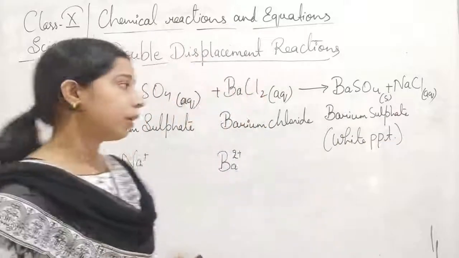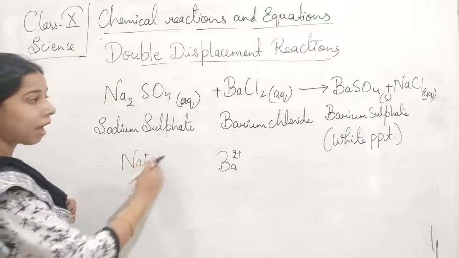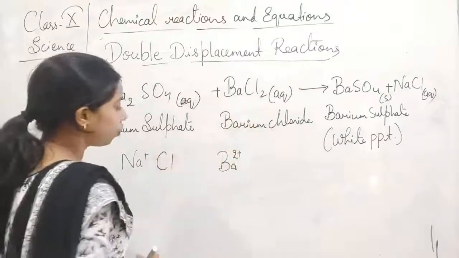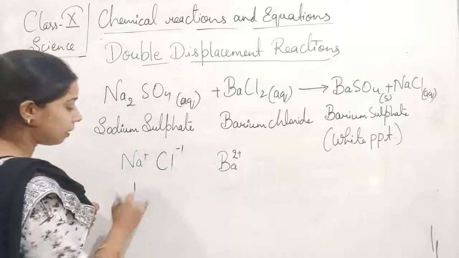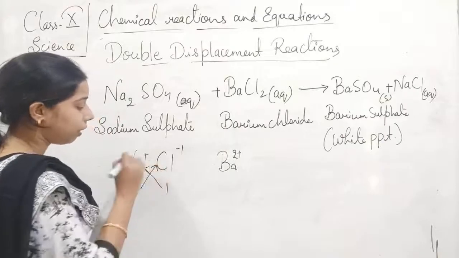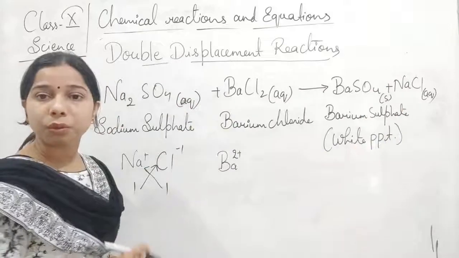Now you can look at here that this sodium is basically +1, and when it reacts with the chlorine, you know that the chlorine has the charge -1. It means the valency is 1 here. Chlorine valency is 1. So ultimately they will form NaCl. So here the formation of sodium chloride happened.